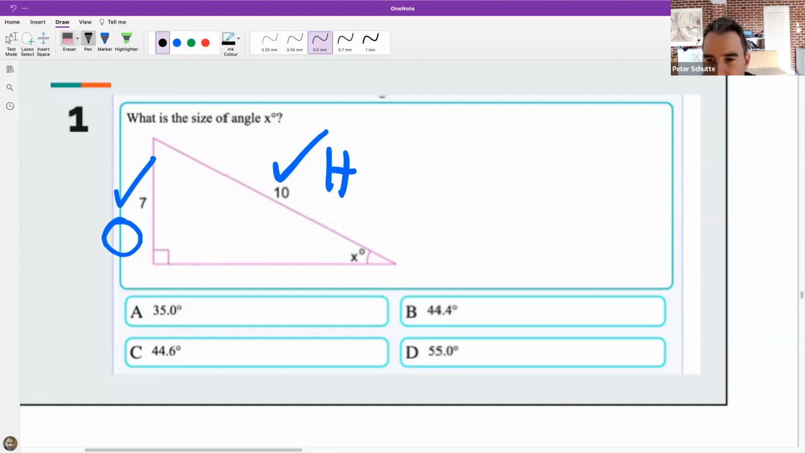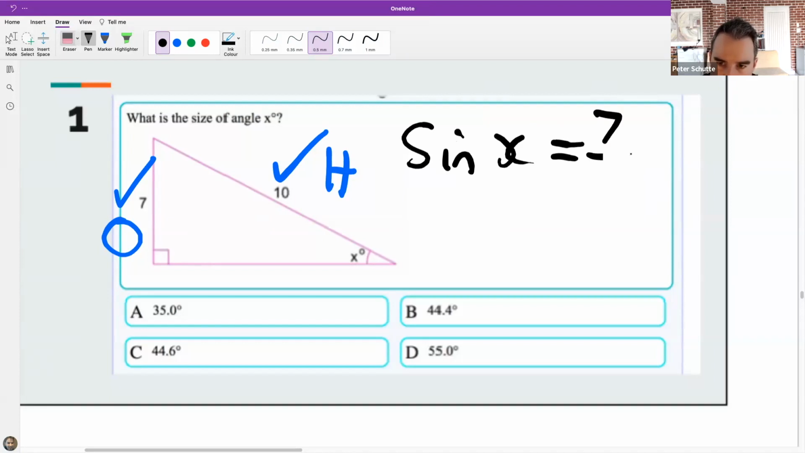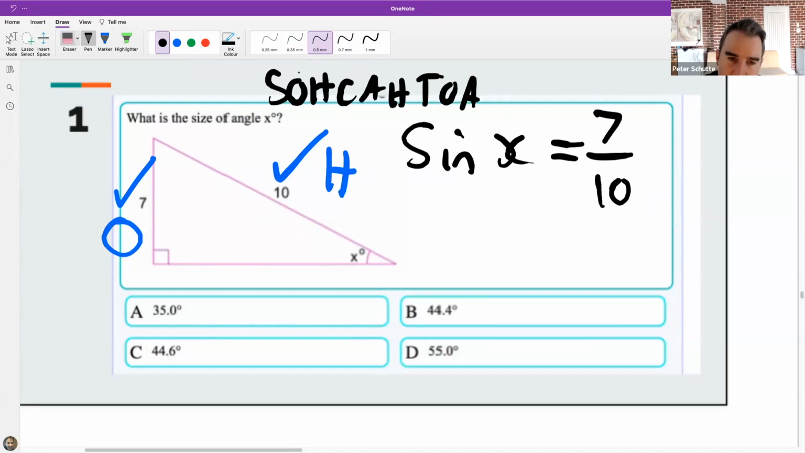Any ideas? It's sine. Absolutely perfect. So we say the sine of x is equal to opposite over hypotenuse, or 7 over 10. And what I'm going to suggest, everyone, is if you feel unsure, I would write this acronym down every time you do a question, or write it once in your test and keep referring back to it. Because we saw there how easy it was to know if it's O and if it's H, it's going to be sine.